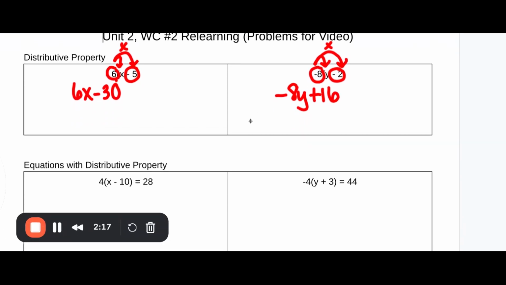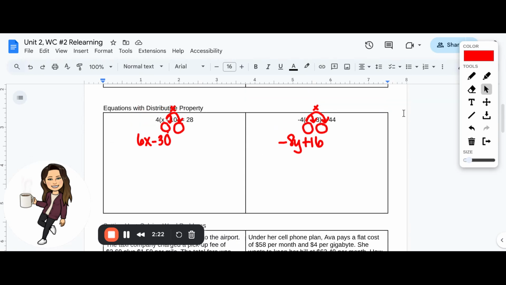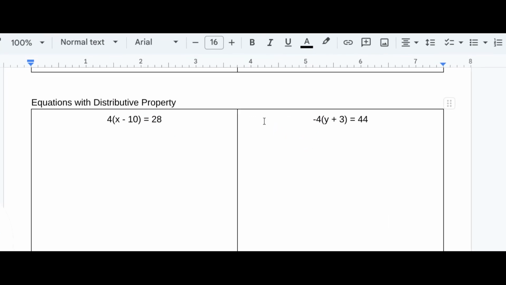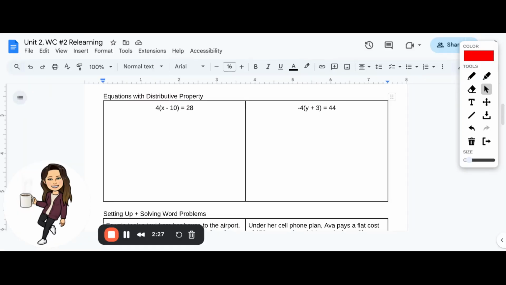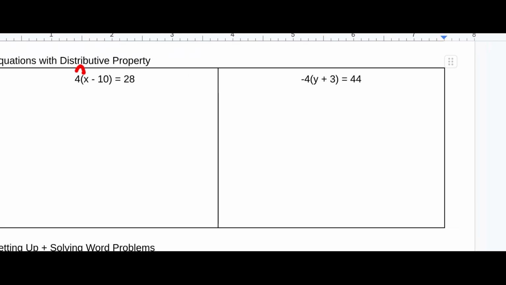All right, now we're going to look at when we would use that distributive property to actually solve equations. So this first one, we've got 4 times (x minus 10). So that would give us a 4x. And then 4 times -10 would be -40. Again, the biggest mistake I'm seeing is that we want to bring down that -10, okay? You will not be bringing down that 10.